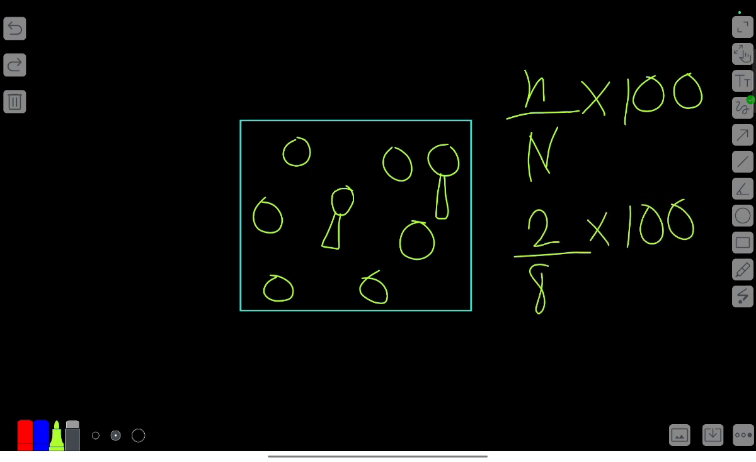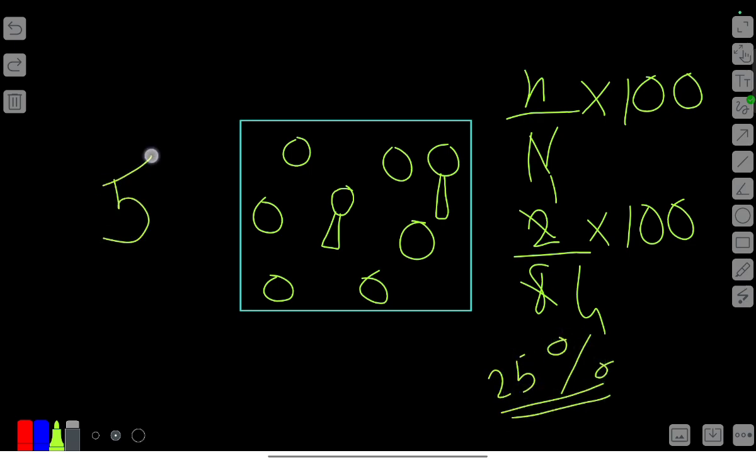So what's the answer that I'm going to get? Use your calculator. You're obviously taking it right to 25%. 25% of pollen germination is taking place. This is going to give you 2 marks, and finally 5 marks. You're going to get your 5 marks.